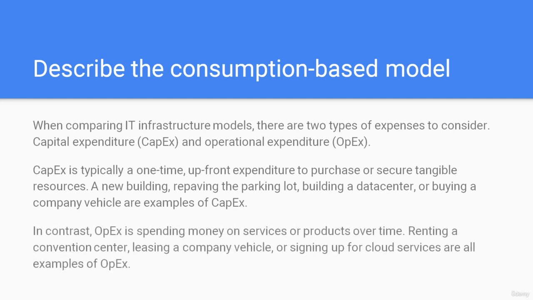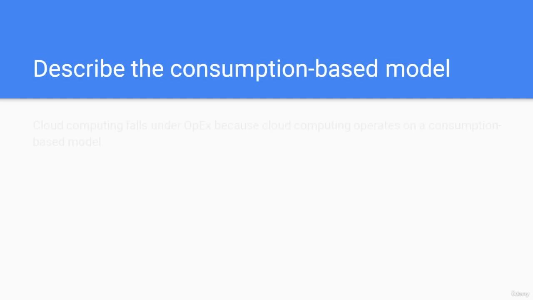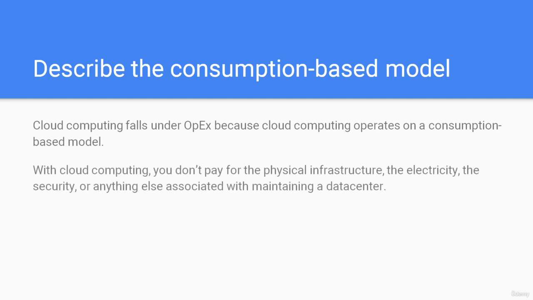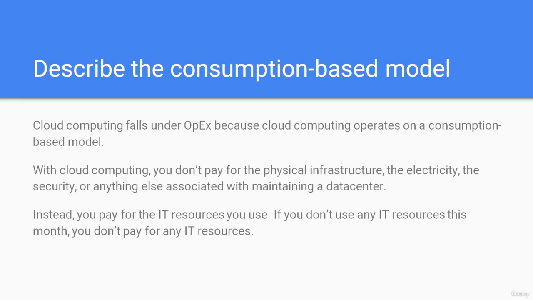In contrast, OpEx is spending money on services or products over time. Renting a convention center, leasing a company vehicle, or signing up for cloud services are examples of OpEx. Cloud compute falls under OpEx because cloud computing operates on a consumption-based model. With cloud computing, you don't pay for the physical infrastructure, the electricity, the security, or anything else associated with maintaining the data center. Instead, you pay for the IT resources you use. If you don't use any IT resources this month, you don't pay for any IT resources.